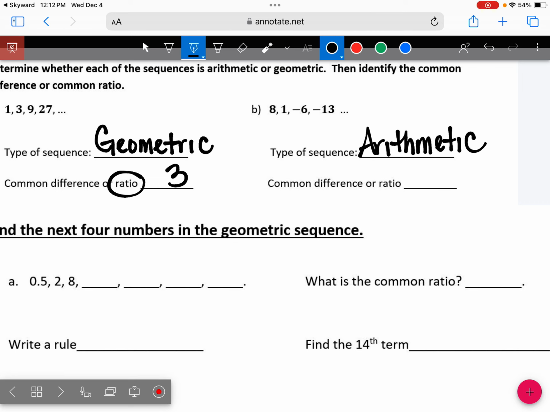And arithmetic has a common difference. So I'm going to cross out. For geometric, we don't have a common difference. We have a common ratio. For arithmetic, we have a common difference. We don't have a common ratio. What is my common difference for question B? -7. Good job.